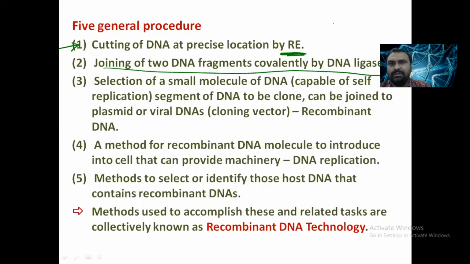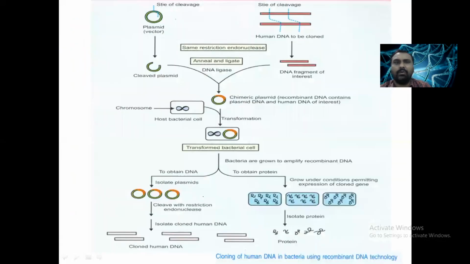So the gene of interest and the vector are cut by the same restriction enzyme, and then we can make the recombinant DNA and ligate them. The small segment of DNA to be cloned can be joined to the plasmid or viral DNA to make the recombinant DNA. Now, by methods like electroporation, liposomes, or direct transfer, we can transfer this recombinant DNA into the host cell, where it will be replicated and multiple copies of that gene can be produced. So this is called recombinant DNA technology.